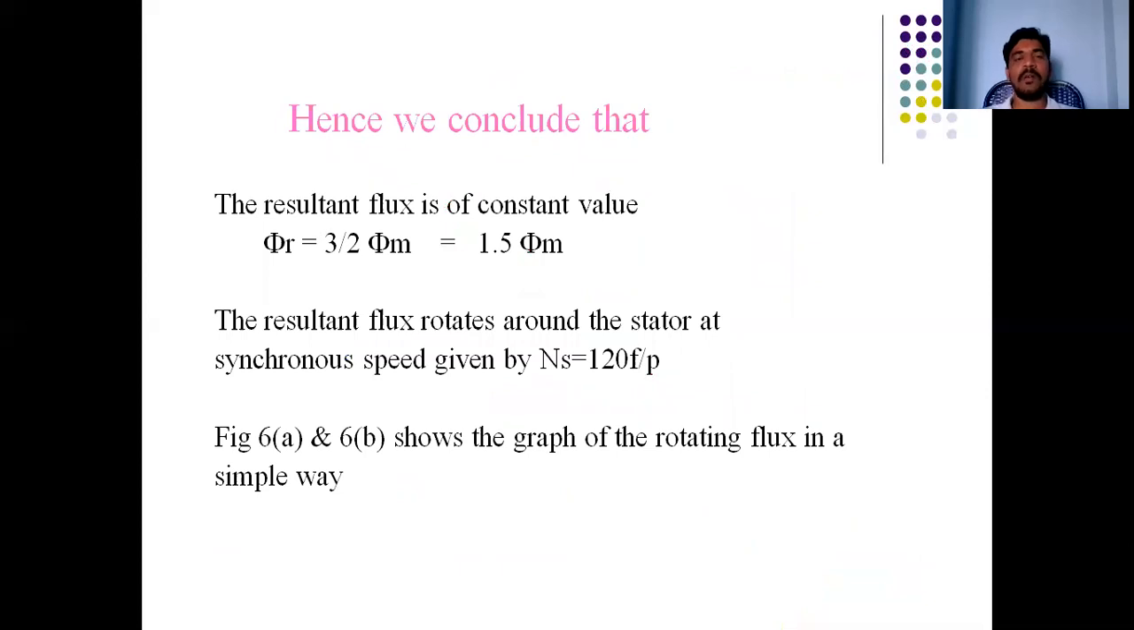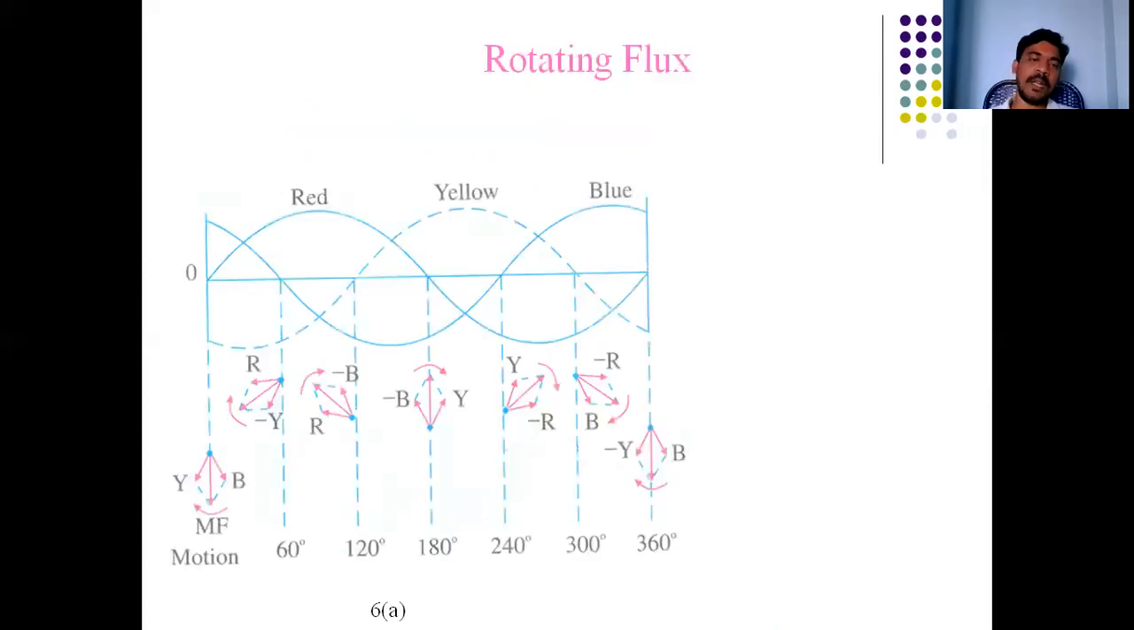From this, we can conclude that the resultant flux rotates around the stator at synchronous speed as given by Ns is equal to 120 f by P. So from these two figures, we can understand the resultant flux is rotated from here to here, here to here, here to here, here to here, here to here, here to here.